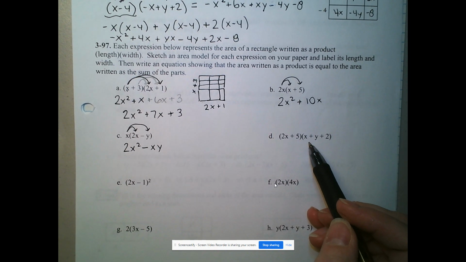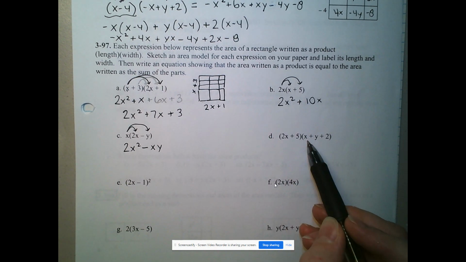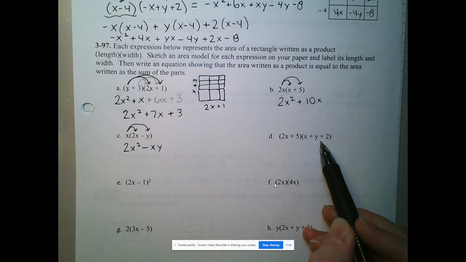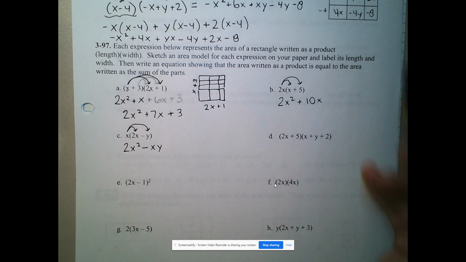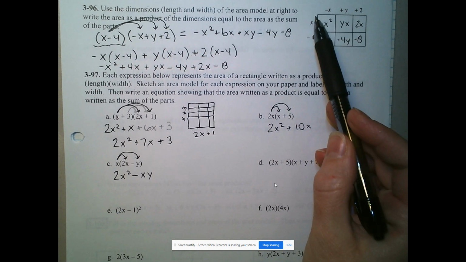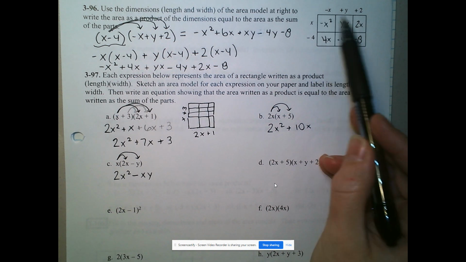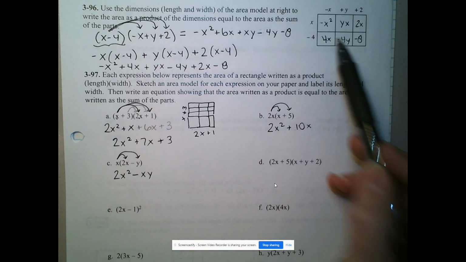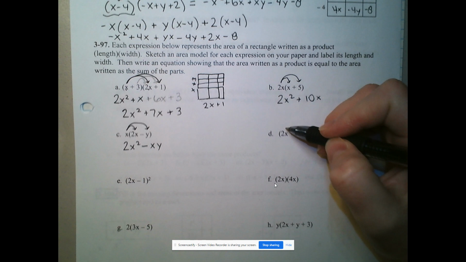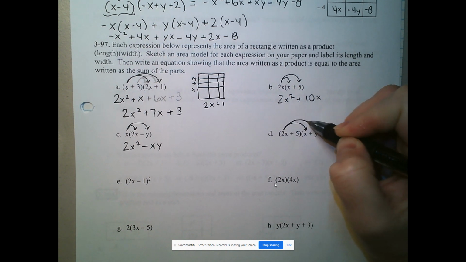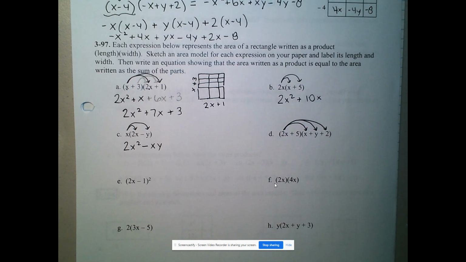more multiplication. But if you have 2 things getting multiplied by a set of 3 things, you should have a set of 6 outcomes. If you look up here at the diagram, when you had a binomial multiplied by a trinomial, you ended up with 6 little rectangles. Same idea. So the 2x needs to get multiplied by each piece inside the second set of parentheses.